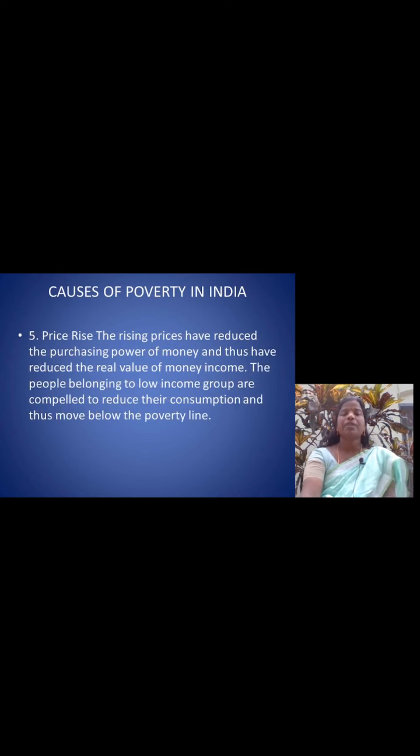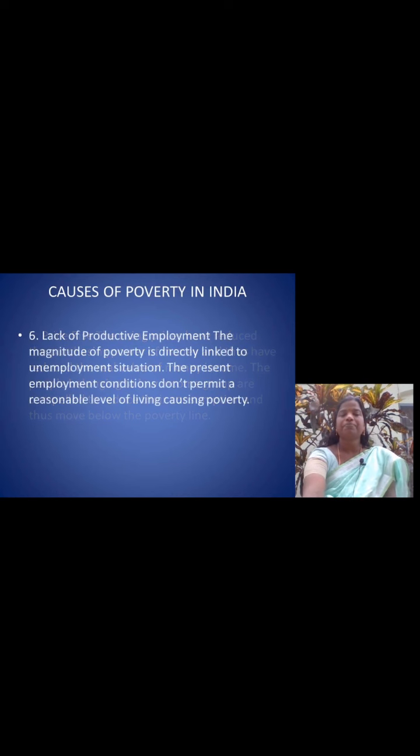Price rise. Rising prices have reduced the purchasing power of money and thus have reduced the real value of money income. People belonging to the low income group are compelled to reduce their consumption and thus move below the poverty line. Lack of productive employment. The magnitude of poverty is directly linked to the unemployment situation. The present employment conditions don't permit a reasonable level of living, causing poverty.